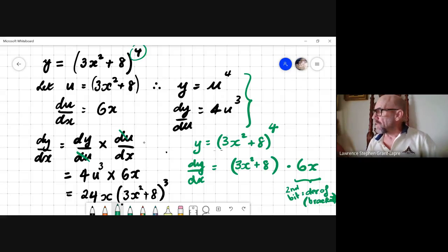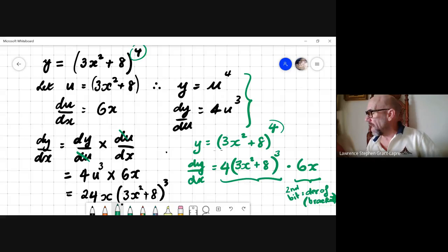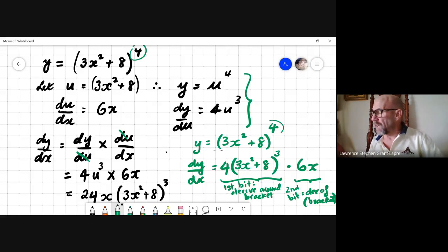Okay, now, so the first part, you put the 4 in front and you drop that to the power of 3. That's the first part, and you don't derive inside the bracket. So the first bit, you do not derive inside the bracket, you derive around the bracket. And the second part, you simply multiply by the derivative of inside the bracket. So of course you can see that the answer would be 24x, 3x squared plus 8, all cubed.